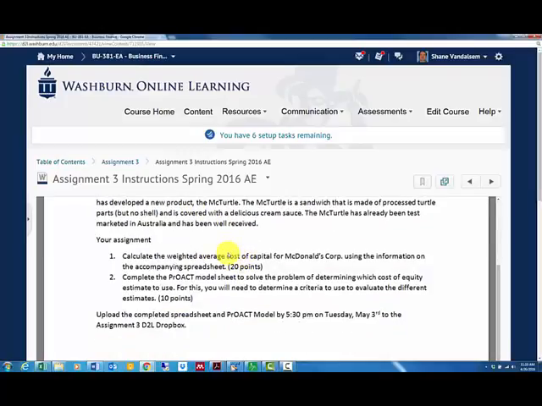So here's your assignment. You need to calculate the weighted average cost of capital for McDonald's Corp. using the information on the accompanying spreadsheet. Just like what we're going to start off with tonight on Westar, you're going to have to make a decision about which cost of equity you want to use in calculating your weighted average cost of capital. And that's probably going to be the most difficult thing in this project. I'm going to go over that here in a minute.